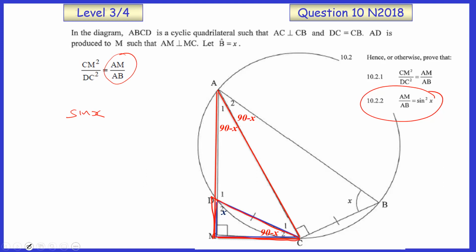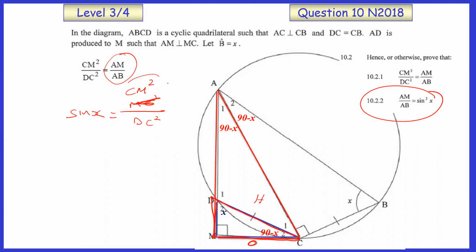Sine X is opposite over hypotenuse. Would we agree with that? So what is the opposite? It'd be MC over DC, which is actually MC squared over DC squared, agreed? Which is equal to AM over AB. Actually, let's rewrite it so it looks nice. MC is actually CM squared.